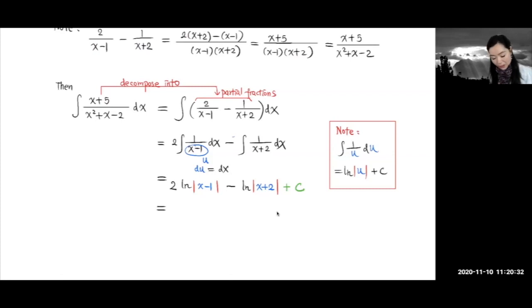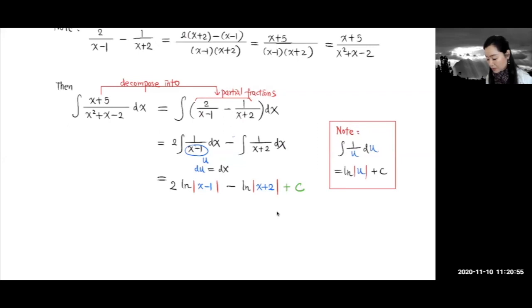However, you can also combine them, or you can just leave them like this. So I have this extra, and we don't need this one right here. So that's the answer there.